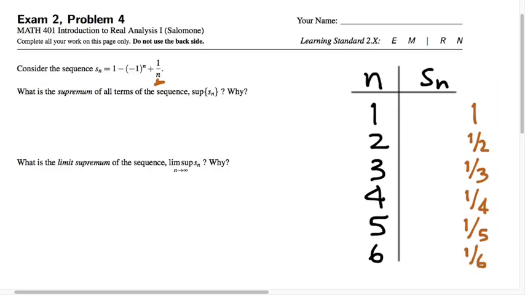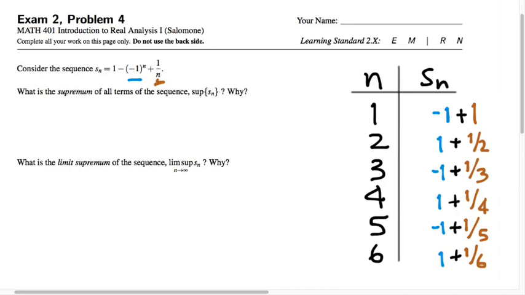Meanwhile, the minus 1 to the n's, what do those do as n starts from 1 and continues to 2 and so forth? Negative 1 to the first is going to give me negative 1. Negative 1 to the second is going to be positive 1. Negative 1 to the third is negative again. Positive, negative, positive. So I've got that minus 1 to the n term in the middle that's alternating around.